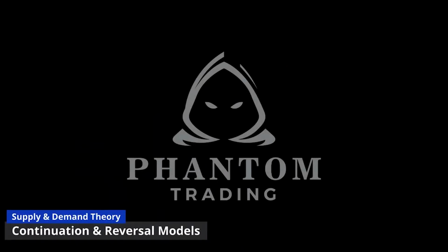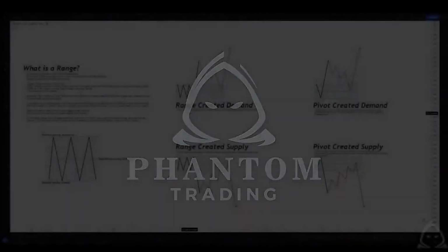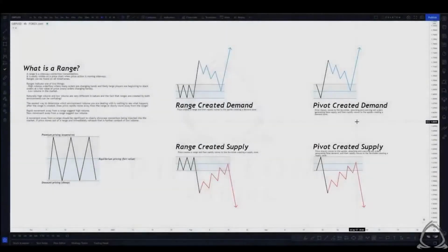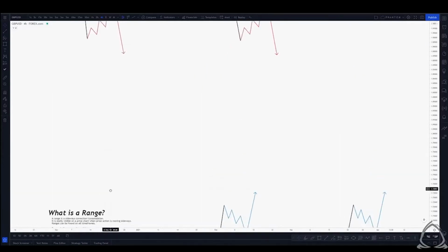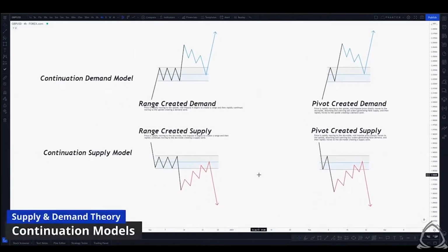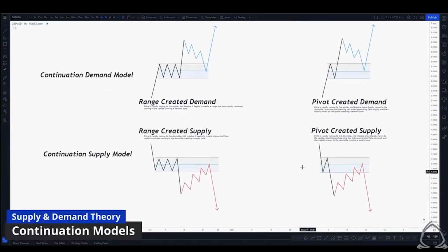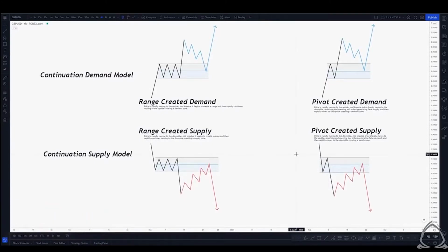Now that we know how to identify and map out supply and demand zones, whether it be range created supply or demand or pivot created supply and demand, now we can move on to the different types of these zones, whether they be continuation or reversal type models. So right here, what we have are continuation models for supply and demand. Now, building on what we learned of the creation of zones in the first video, we're going to be looking at the continuation of demand and supply using ranges.